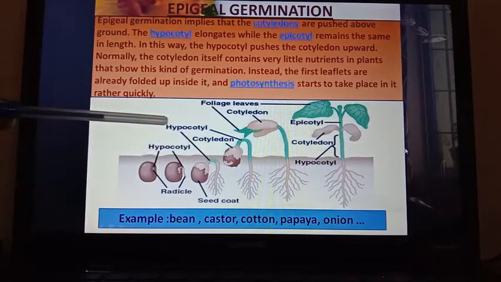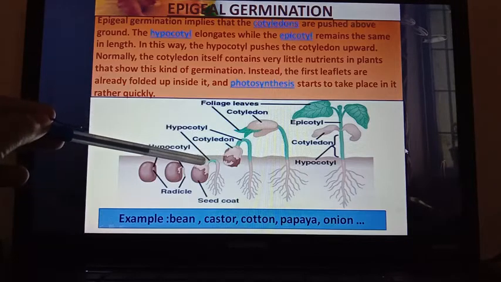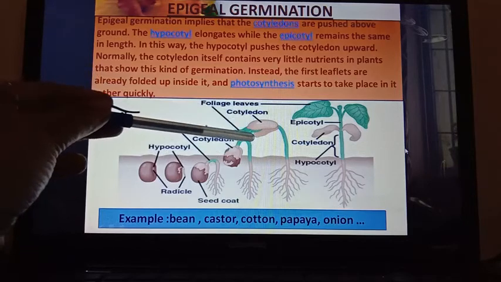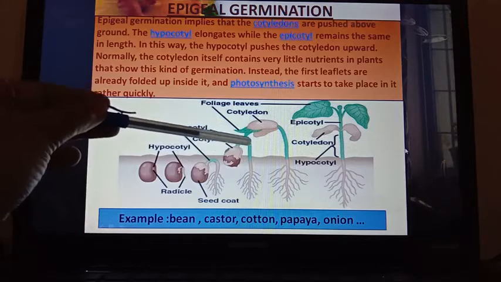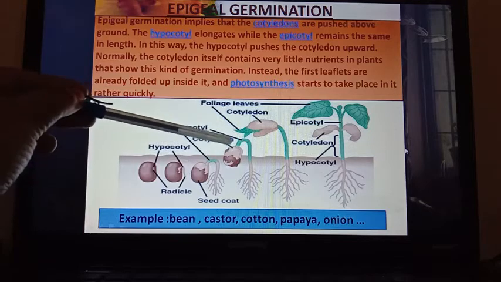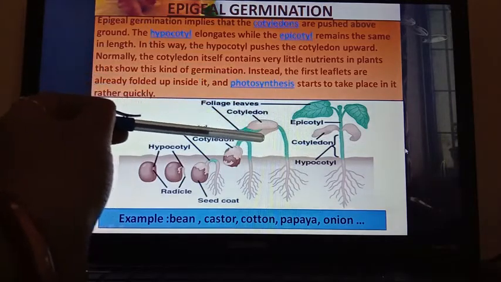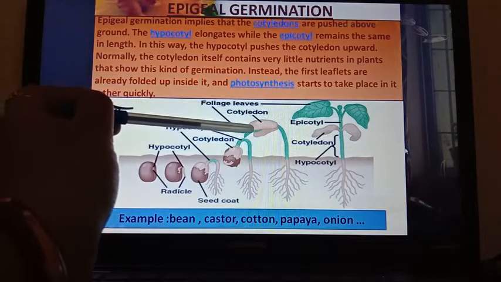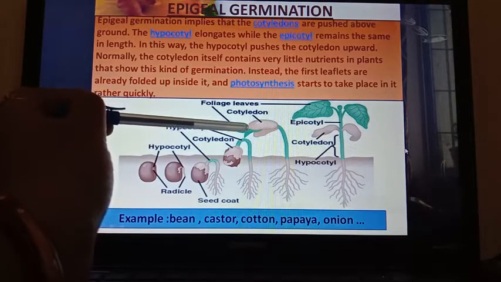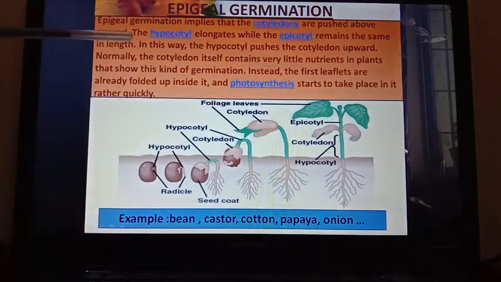In epigeal germination, this hypocotyle part elongates. You can see here this green colored part it is showing. See how much it is in length. Length is increasing, hypocotyle length. You can see that from inside the cotyledon, the new foliage leaves, green leaves, are coming out. This one. Okay. So the hypocotyle elongates while the epicotyle remains the same in length.